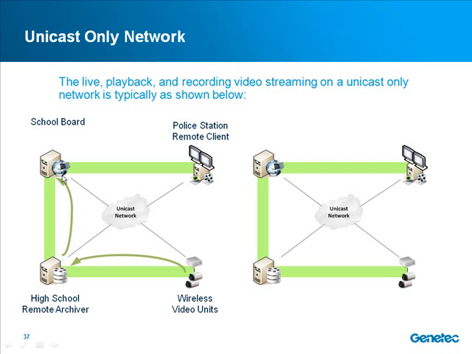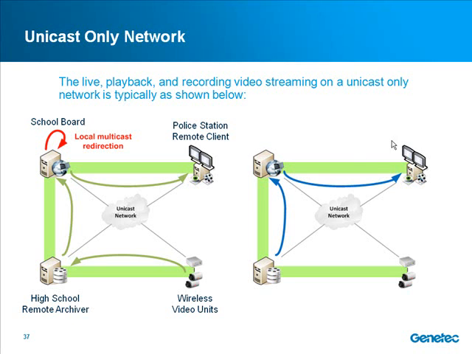So for live video, it's going from the video unit here, redirected at the archiver here, up to the gateway, where it's using local multicast redirection to send the stream to multiple clients. For the recorded stream, it goes from the archiver at the school to the gateway at the school board, where it is redirected and sent to the client at the police station.